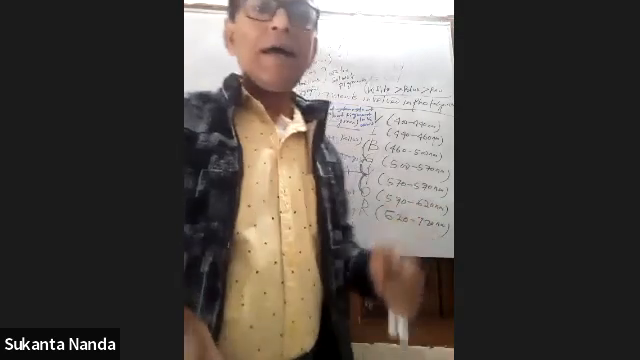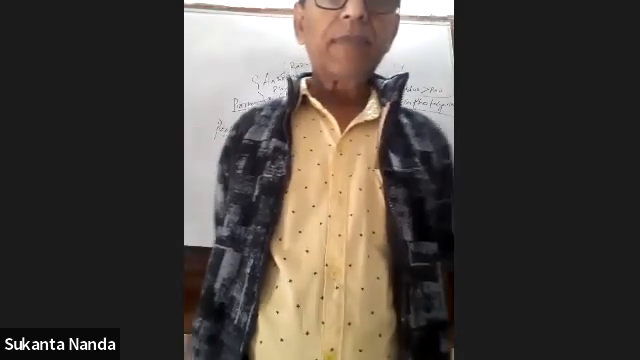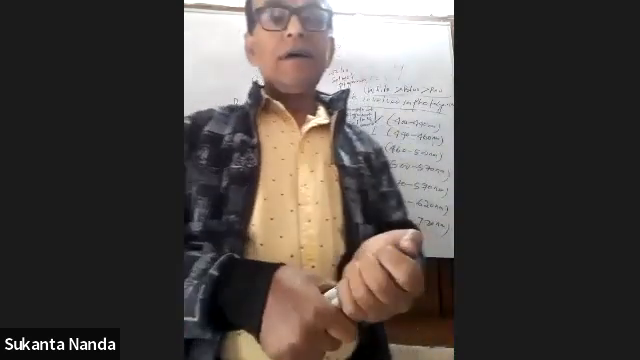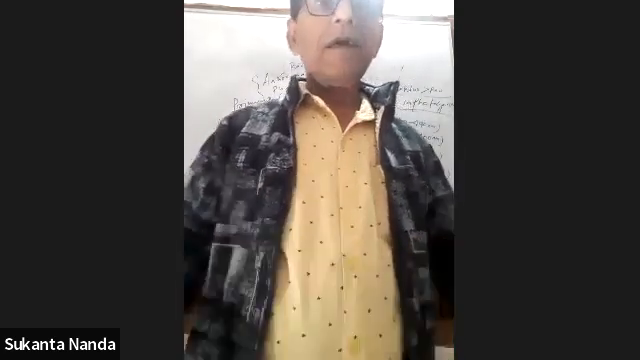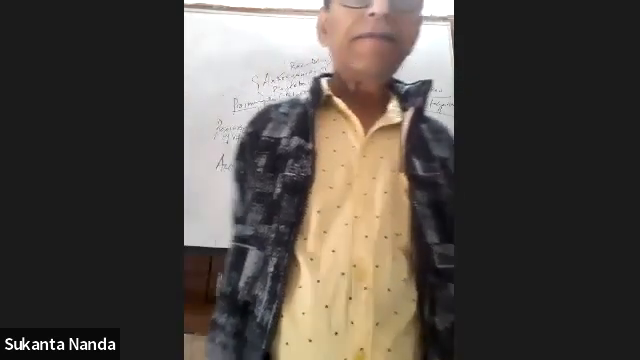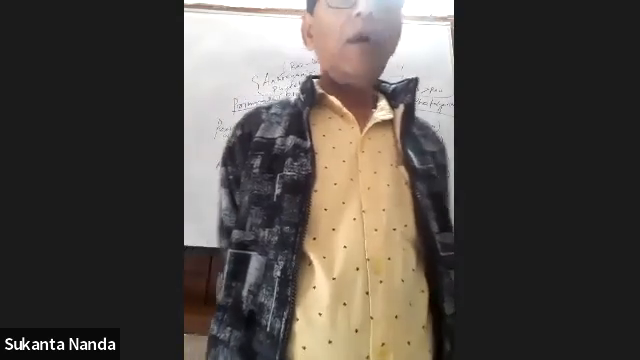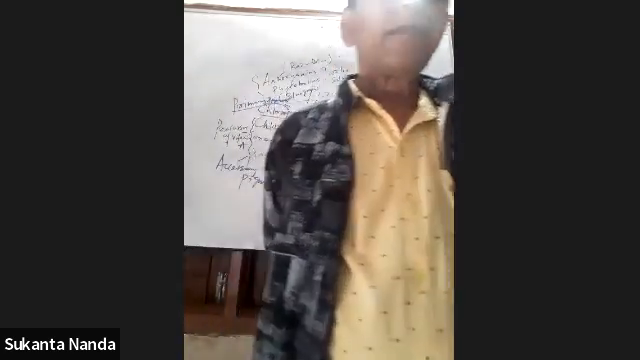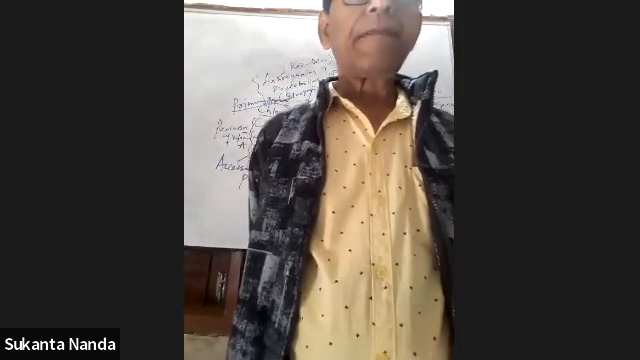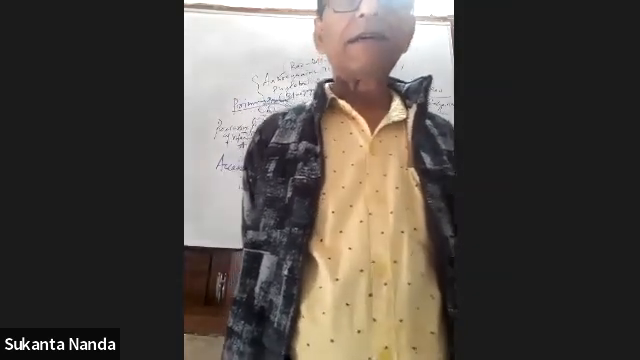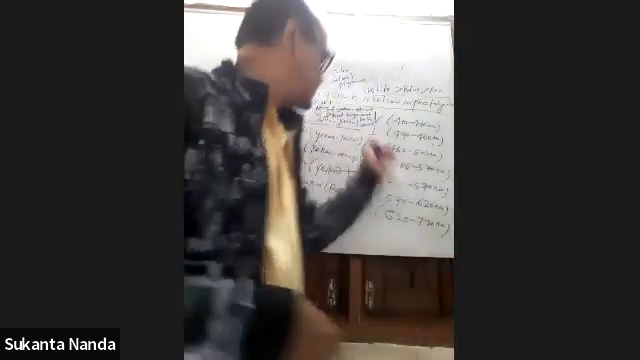Can you tell me the wavelength of violet color? 400 to 440. Yes, then indigo, 440 to 460. Then blue, 460 to 500. Then green, 500 to 570 nanometer. Then yellow, 570 to 590. Then orange, 590 to 620 nanometer. Red, 620 to 720. Very good. You have remembered that one.